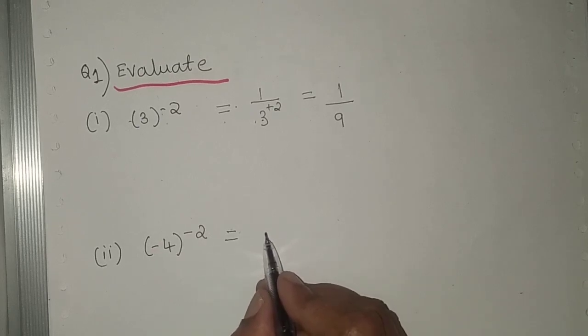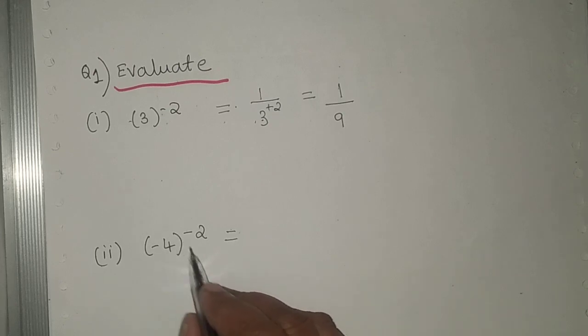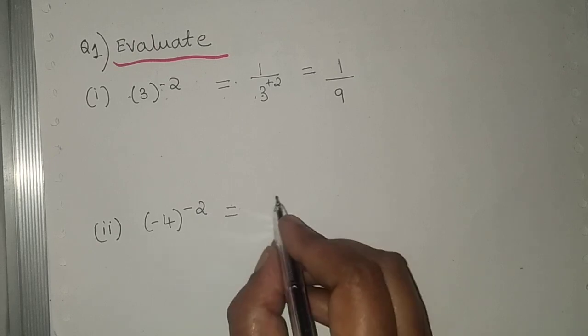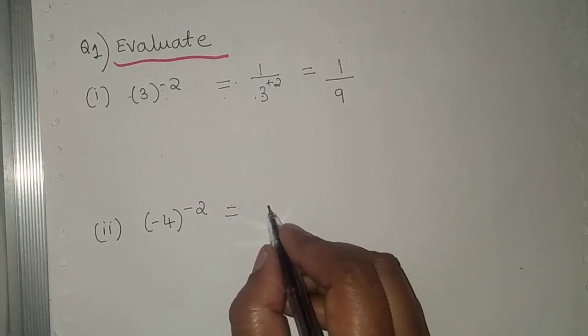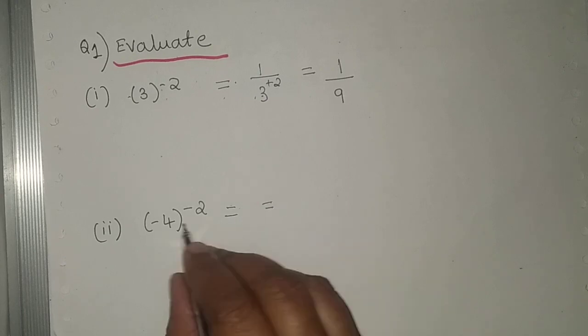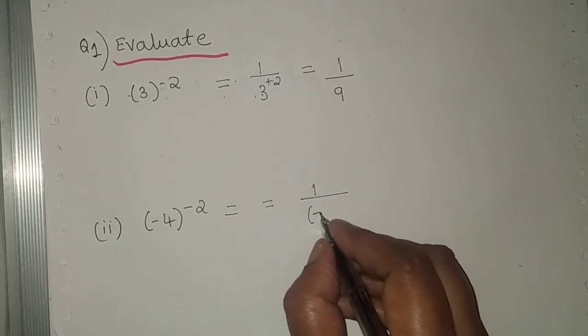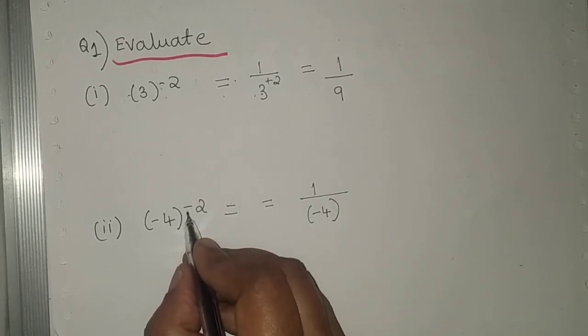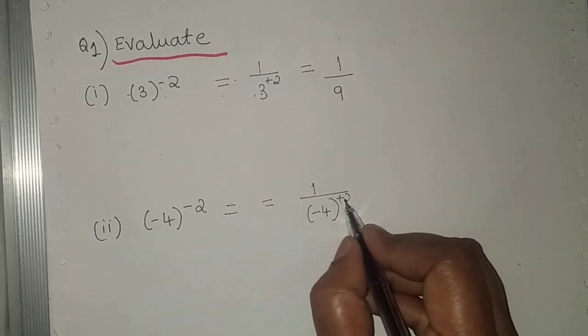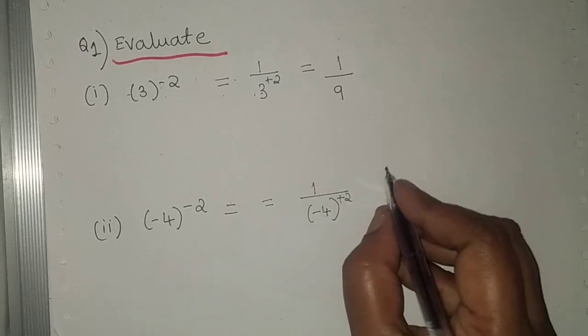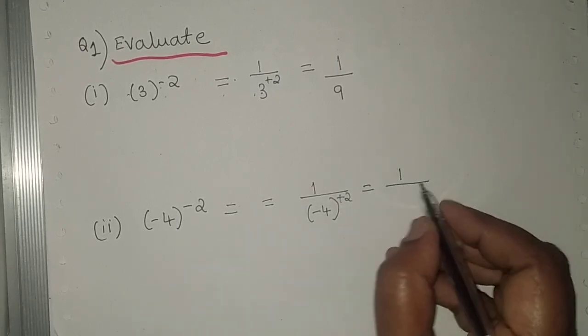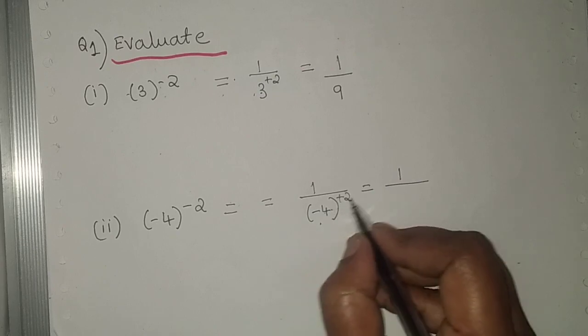Next problem is minus 4 to the power of minus 2. First, we'll take the power down. Taking the power down means 4 comes down. So minus 4 remains as it is. This minus 2 becomes plus 2 here. Power changes its sign. Therefore this is 1 by, then this one is 4 square.